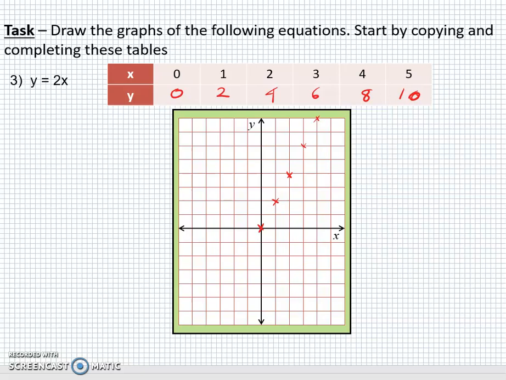You can always draw a slightly longer grid if you want to in your books. So now I'm going to draw a line. So here is my line drawn. As you can see, it fills the whole grid, not just the coordinates that I plotted.